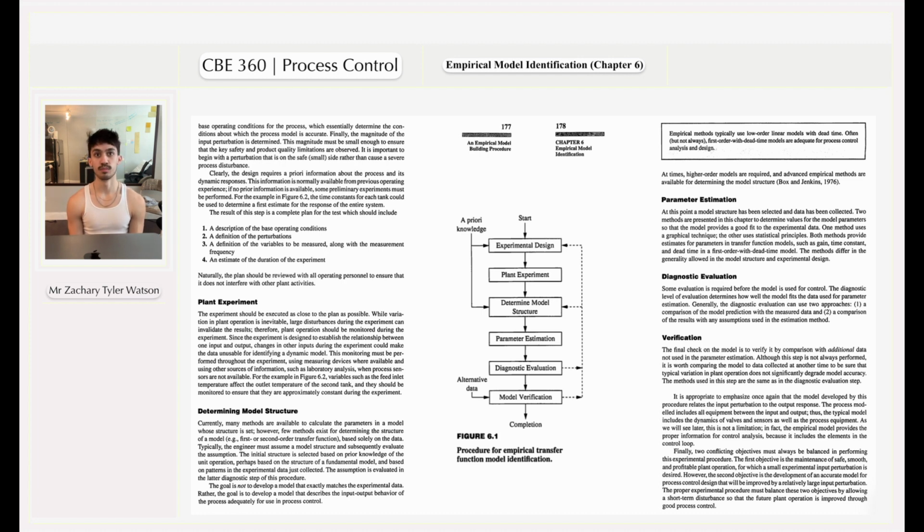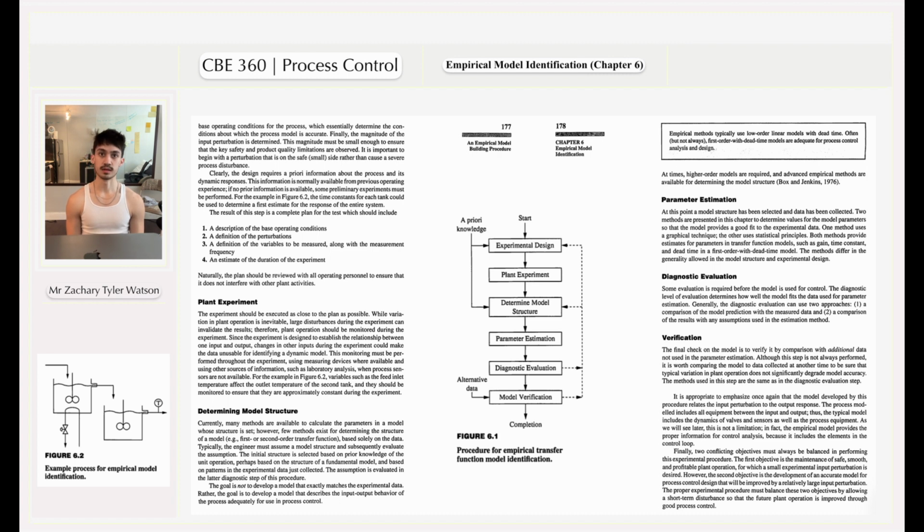This magnitude must be small enough to ensure that the key safety and product quality limitations are observed. It's important to begin with a perturbation that is on the small, safe side rather than cause a severe process disturbance. Clearly, the design requires information about the process and its dynamic responses. This information is normally available from previous operating experience. If no prior information is available, some preliminary experiments must be performed. For the example in figure 6.2, the time constants for each tank could be used to determine the first estimate of the response of the entire system.